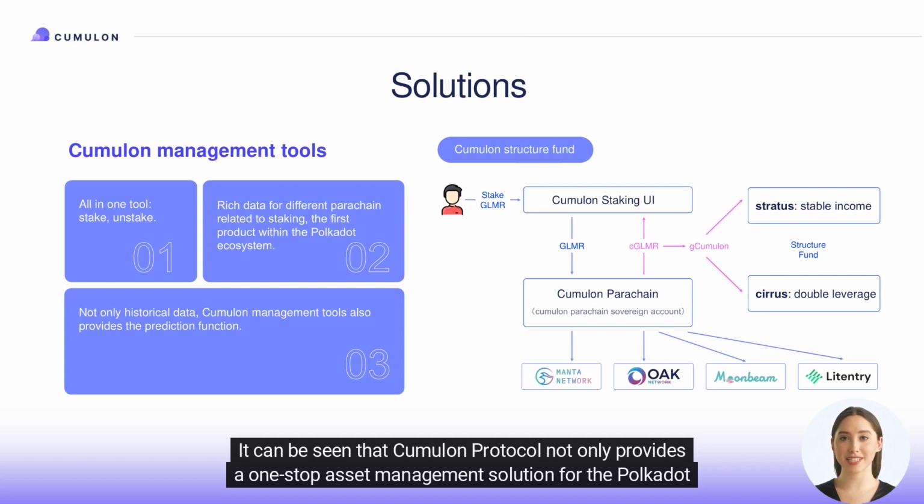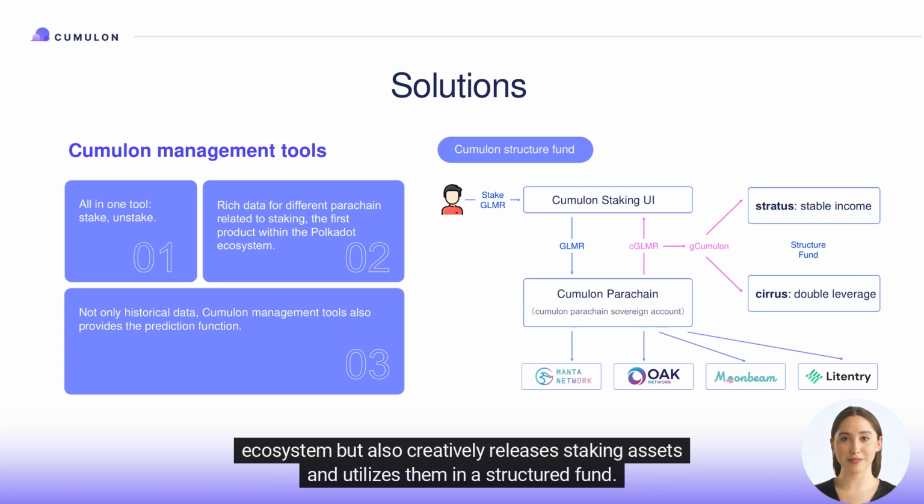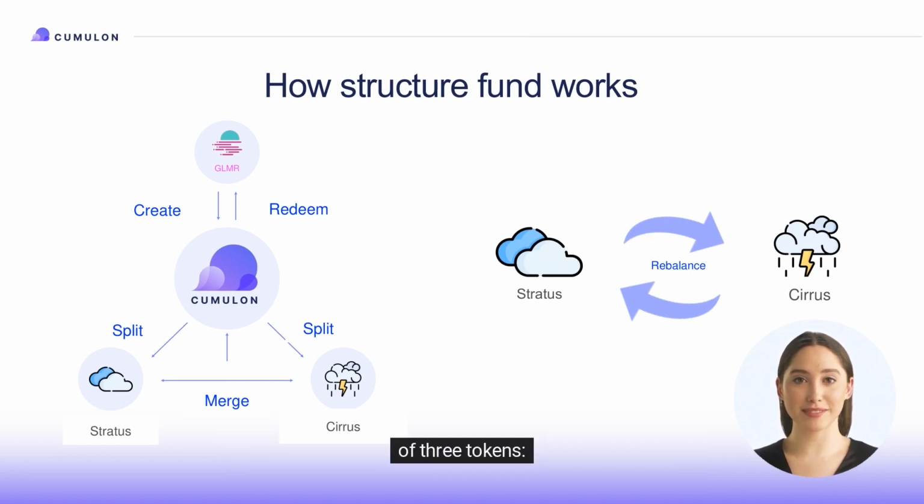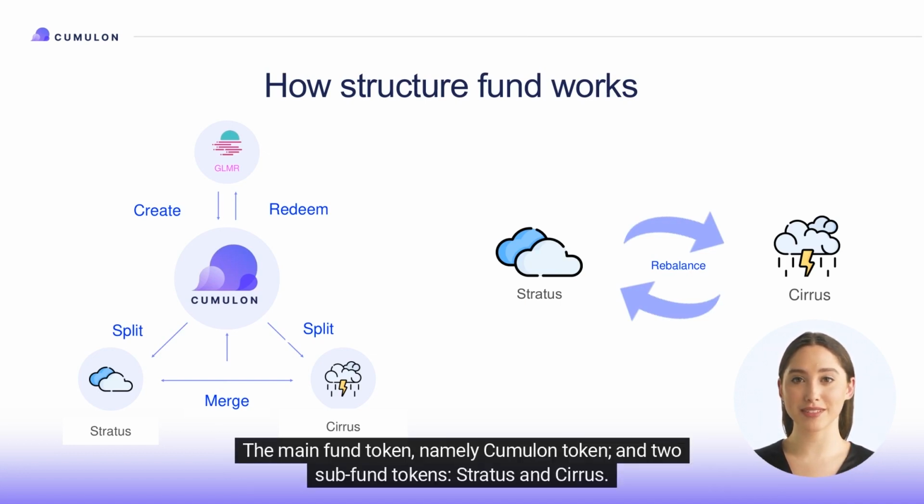It can be seen that Cumulon Protocol not only provides a one-stop asset management solution for the Polkadot ecosystem, but also creatively releases staking assets and utilizes them in a structured fund. Now let's get down to the details about how the structured fund works. The whole structured fund is constituted of 3 tokens: the main fund token, namely Cumulon token, and 2 subfund tokens, Stratus and Cirrus.